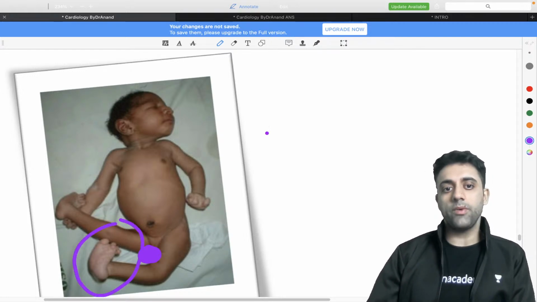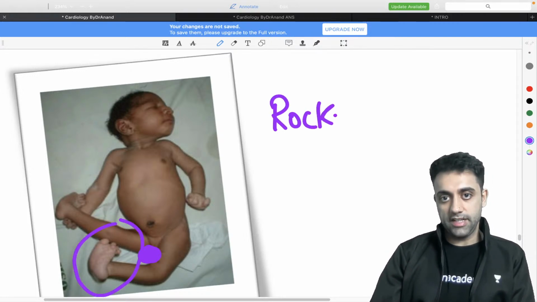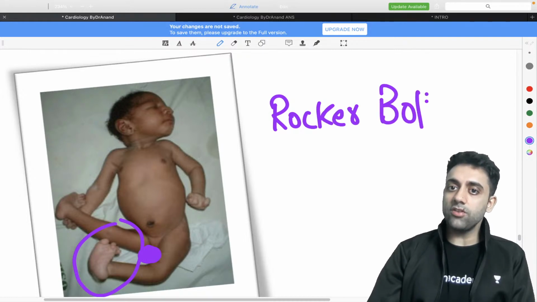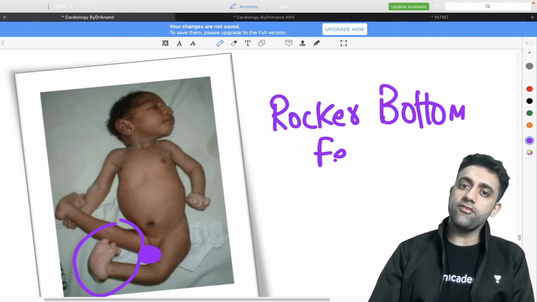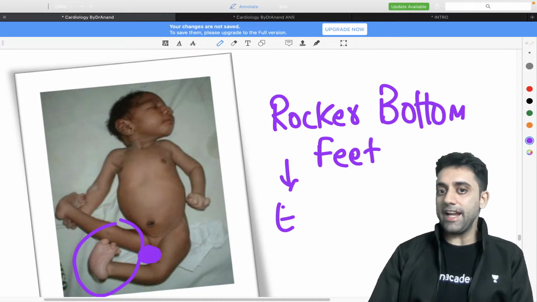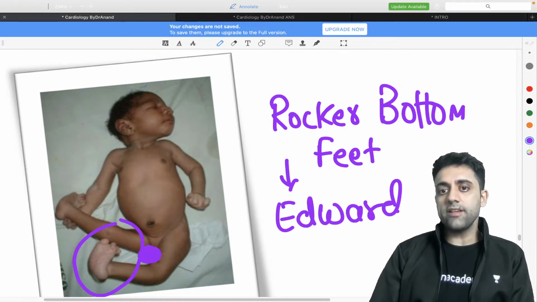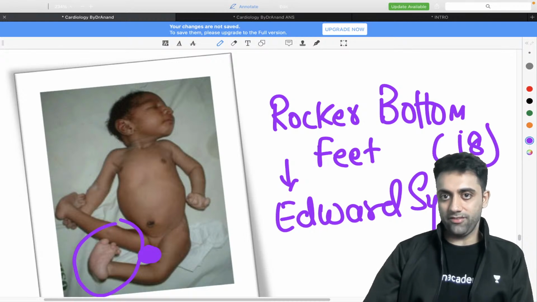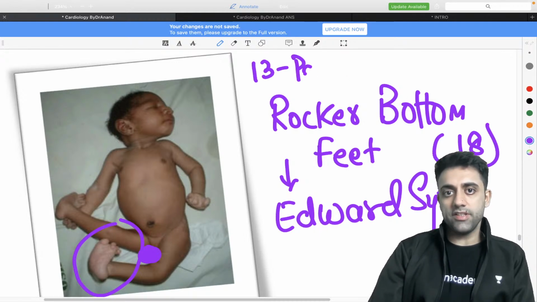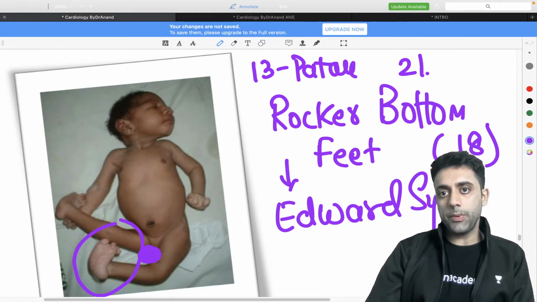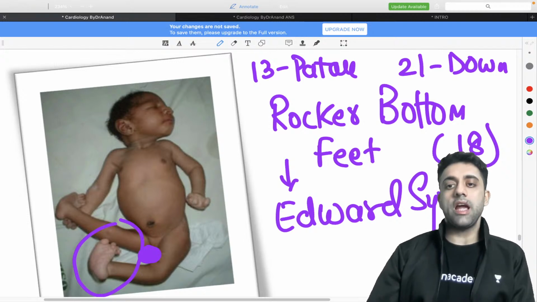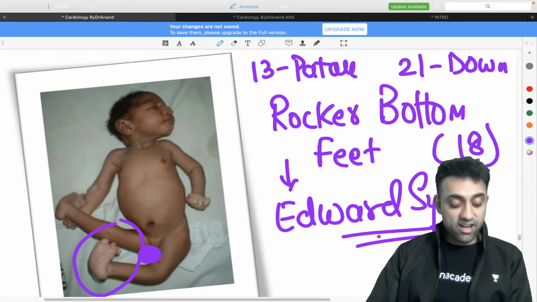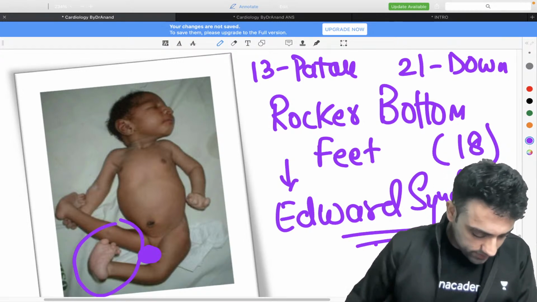Yes, Priya is right. This is nothing but, very importantly, rocker bottom feet. Where do you see rocker bottom feet? It's seen in Edwards syndrome. What is Edwards syndrome? Which trisomy? It is trisomy 18, right? We have trisomy 13, which is Patau syndrome, trisomy 21, which is Down syndrome, and trisomy 18, which is Edwards syndrome. Exactly.